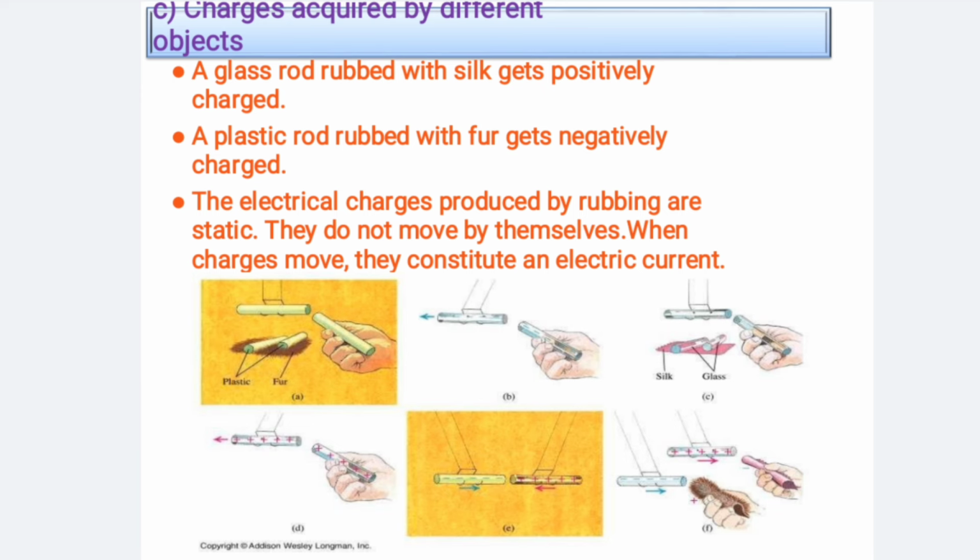The electrical charges produced by rubbing are static. So we should always remember that rubbing produces static charges. They do not move by themselves. They are at rest. And when charges start moving, then they constitute an electric current.